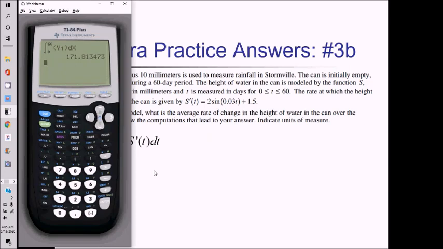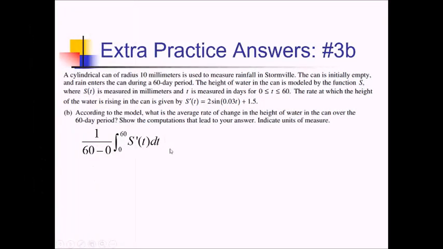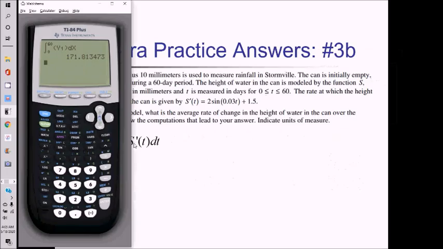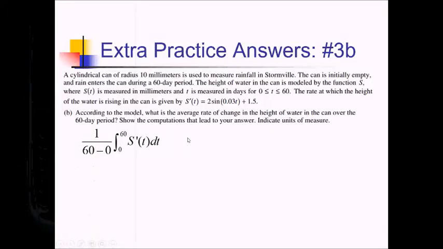So now that I think about it, recall in part A that we already found the integral of s prime from 0 to 60. So all we actually have to do on this problem that's different from part A is divide that by 60. So let's just go ahead and take our answer and divide that by 60. Press enter. And that comes out to about 2.864. And since this is an average rate of change for the height, this is going to be in millimeters per day.